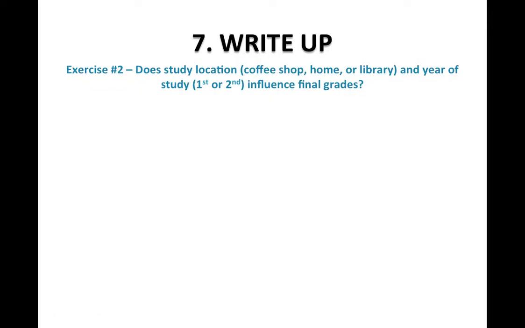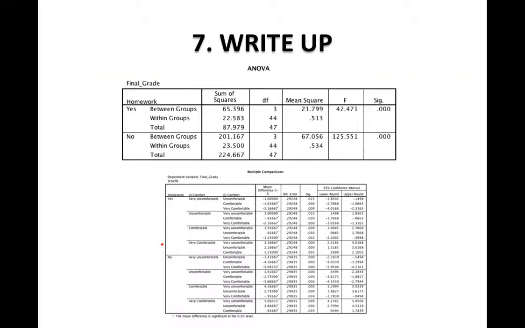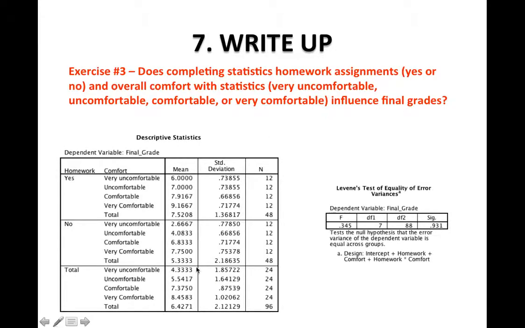Just remember that when you're reporting your group means, you need to report based on whether or not you have a significant interaction. If the interaction is significant, you're going to want to report these means here, for each group and those ones there. If it's not, you're going to look at the total yeses, the total no's, and then the total very uncomfortables, uncomfortable, comfortables, and very comfortables. That's important when you're looking at which groups you're actually comparing.